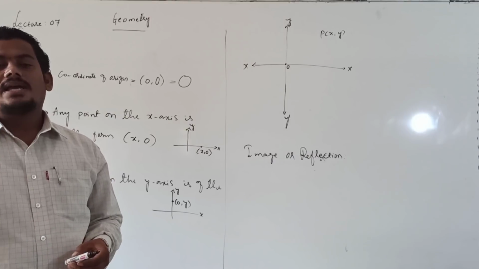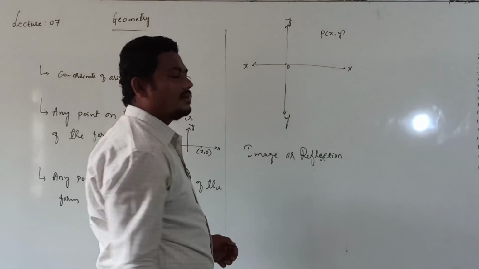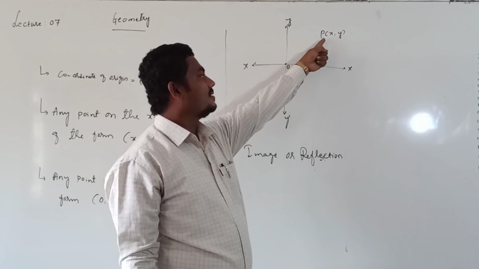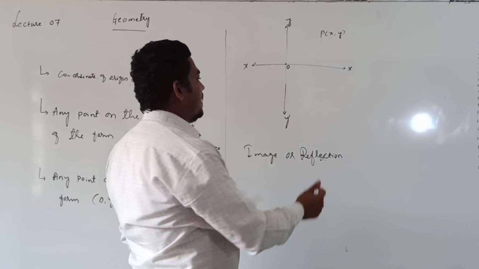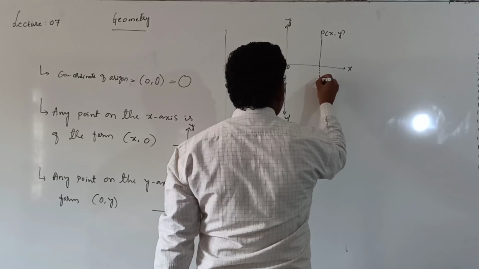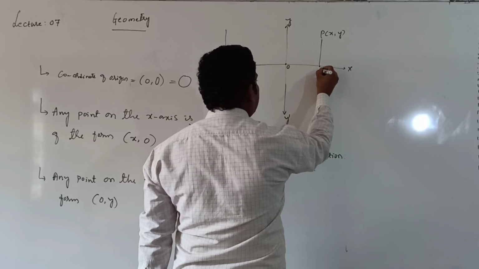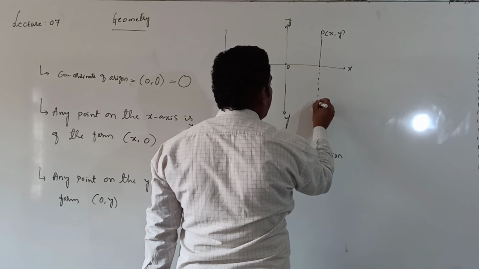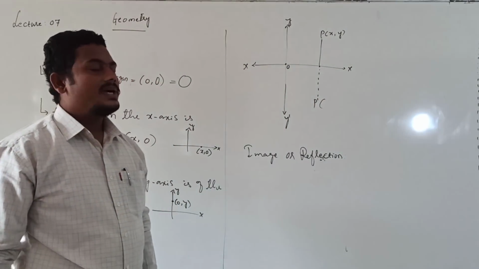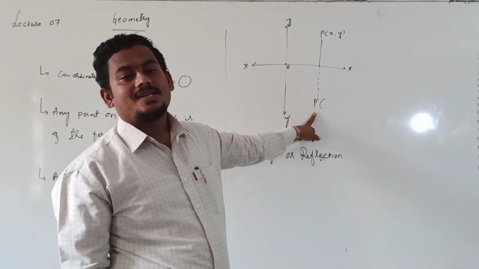Given point is x comma y. What is the image of this point with respect to x-axis? Clearly it is in the fourth quadrant. Its image is taken as P prime. What is the image of P of x comma y? In the fourth quadrant, which coordinate is negative?